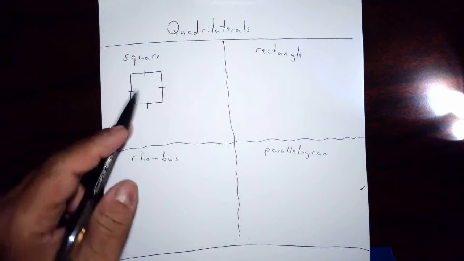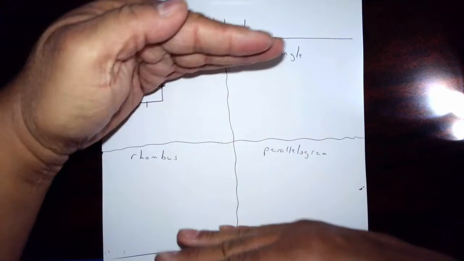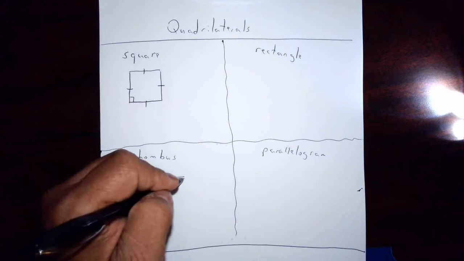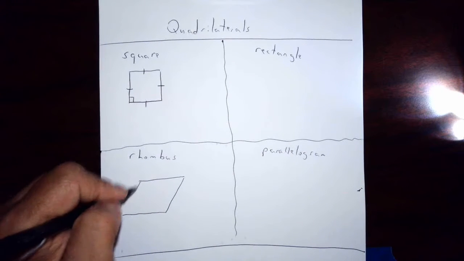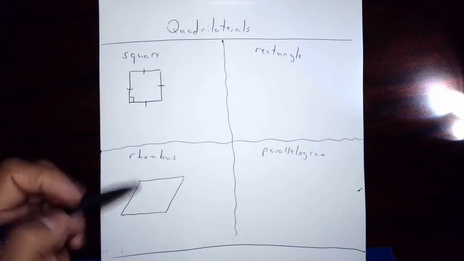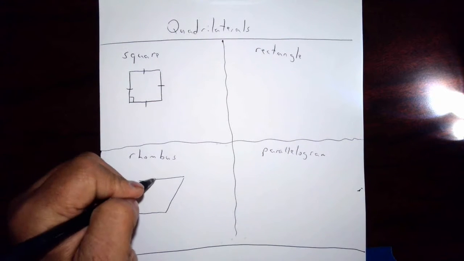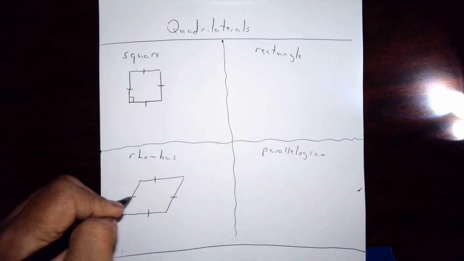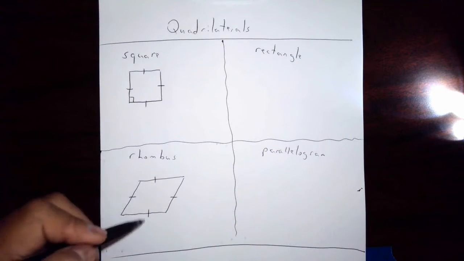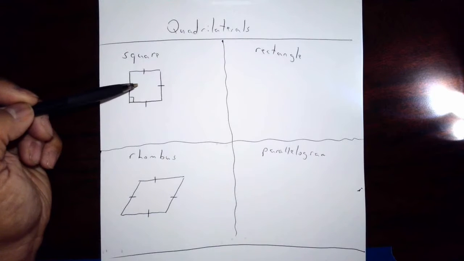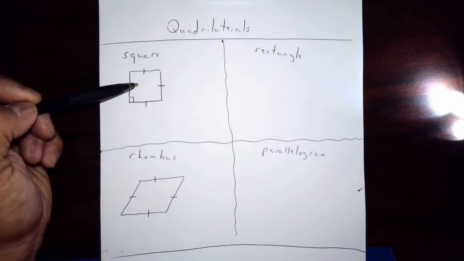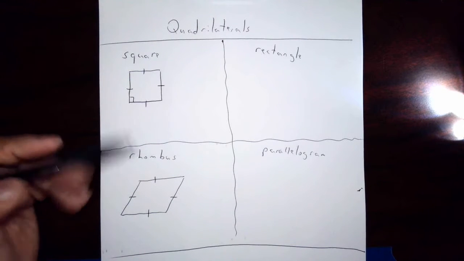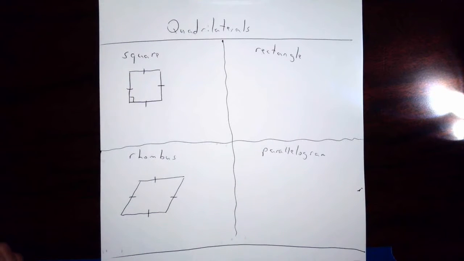Now, if you think about squishing that square like that, now you have what we would call a rhombus. 4 sides, because it's a quadrilateral, and not only does it have 4 sides, it has 4 equal sides. That's why it's sort of like a squished square. So it has 4 equal sides and it's squished.